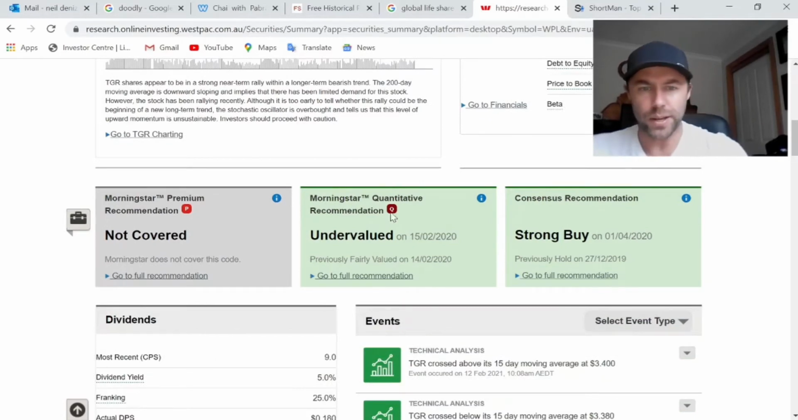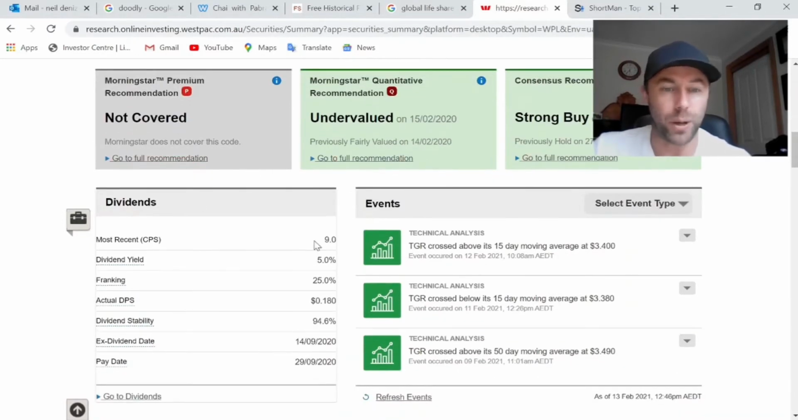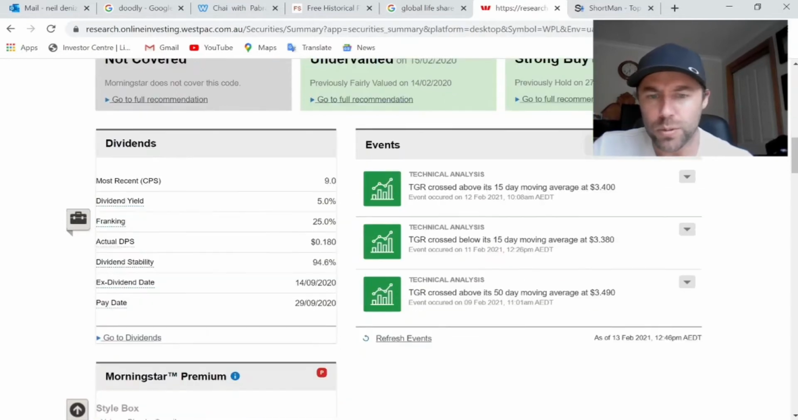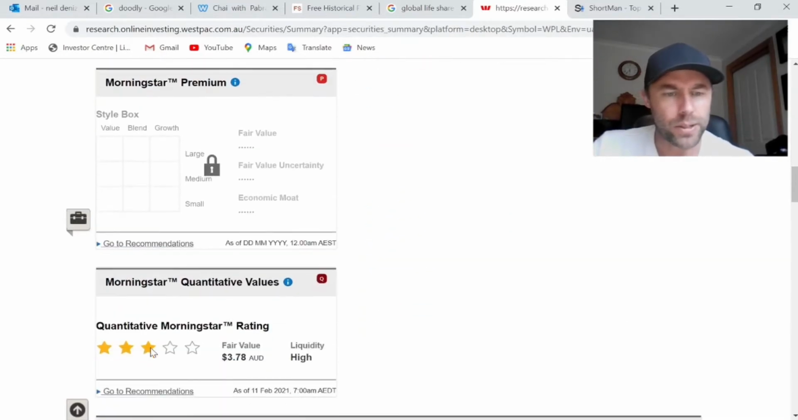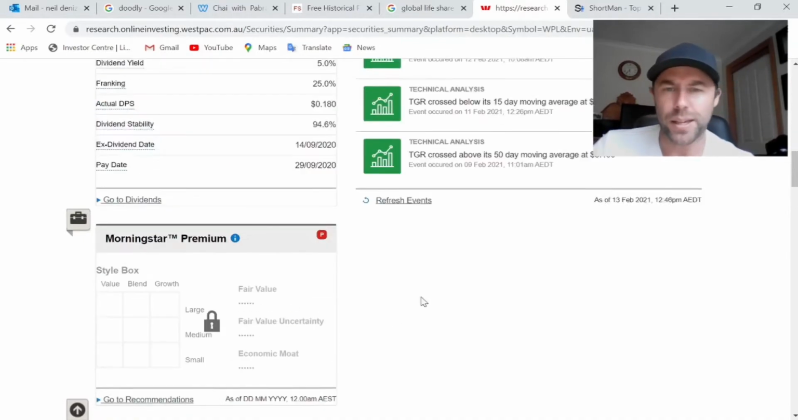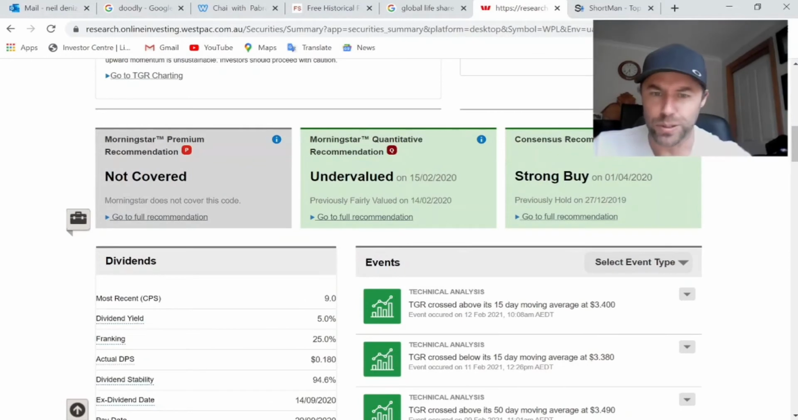So now we have, just down here, Morningstar's quantitative recommendation coming in at undervalued, and consensus coming in at strong buy. But like I said, do some research around this. Also, we have a small section here on the dividends. They do have quite a healthy dividend at the moment, around that 5%, depending on what share price you pick it up at. And now they're pegging TGR at $3.78 as the fair value, so intrinsic value. That's where they're pegging it at there. Like I said, put some research around that.